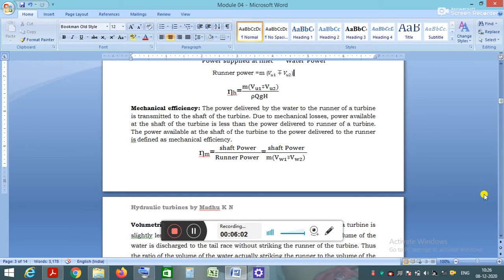The power delivered by the water to the runner of a turbine is transmitted to the shaft of the turbine. Due to the mechanical losses, the power available at the shaft of the turbine is always less than the power delivered by the water to the runner of a turbine, and the power available at the shaft of the turbine to the power delivered to the runner is defined as the mechanical efficiency.